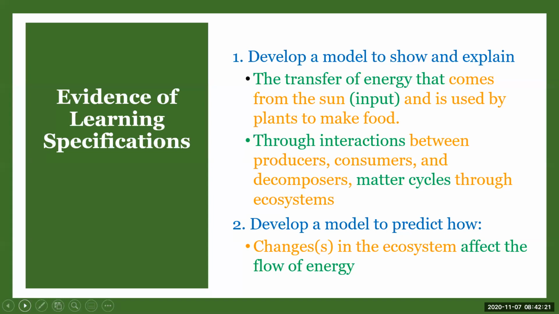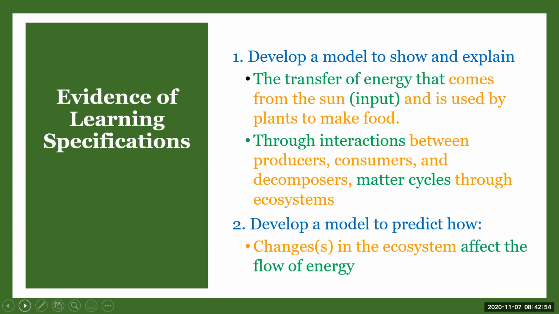To finalize our instructional unit, we have our evidence of learning. So what do we want the students to be able to do and show us that they've had the learning that they need for this instructional sequence? We want students to develop a model to show and explain how energy is transferred from the sun and is used by plants. We also want that model to show that through interactions between those producers, consumers, and decomposers, matter cycles through that ecosystem.